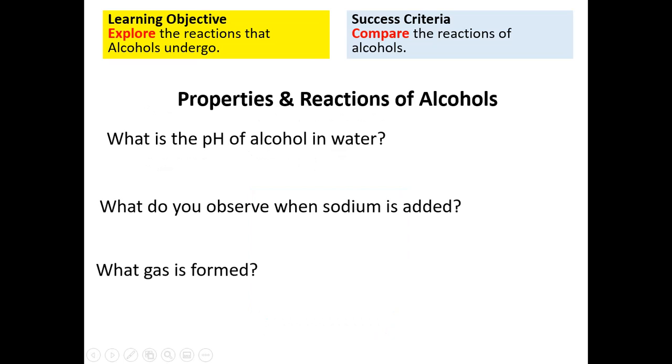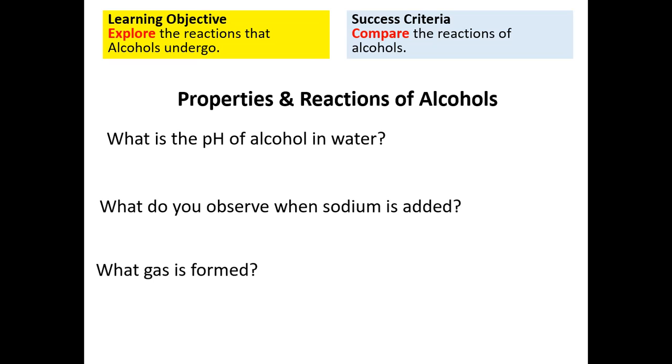Okay, so what is the pH of alcohol in water? I would write down the question or answer it in a full sentence and make sure you've got the answer. What do you observe when sodium is added? So what would you see? I've just told you what's given off, so what would you see? And then it says what gas is formed when sodium is added to an alcohol. So answer these questions and then we'll go through the answers.